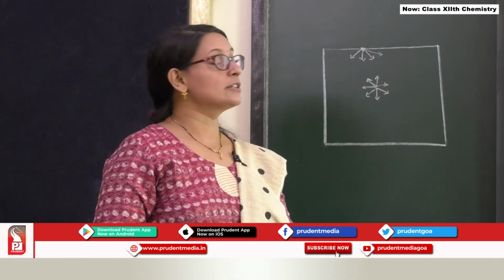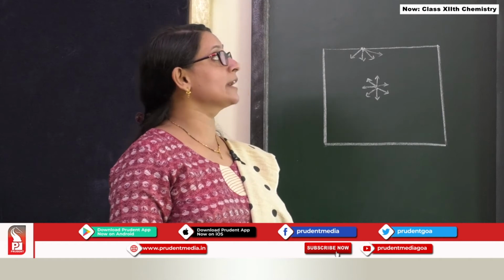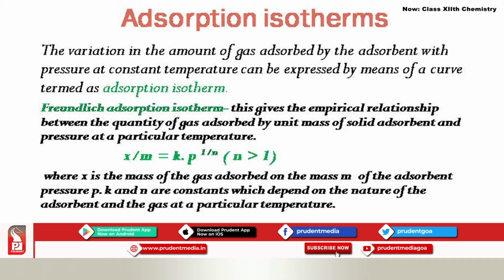Now we are going to study a very important part of this adsorption, and that is called adsorption isotherms. Adsorption isotherms give us the relationship between the variation of the extent of adsorption with pressure at constant temperature. That is called adsorption isotherm. Since the word isotherm is involved, we have to maintain the constant temperature.